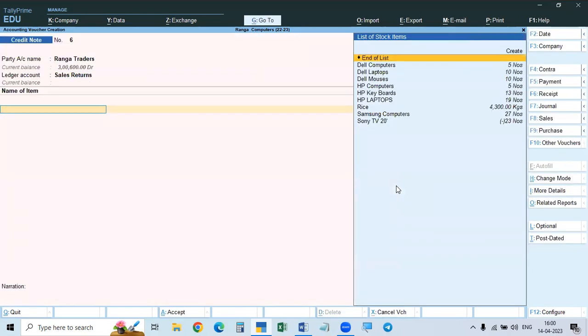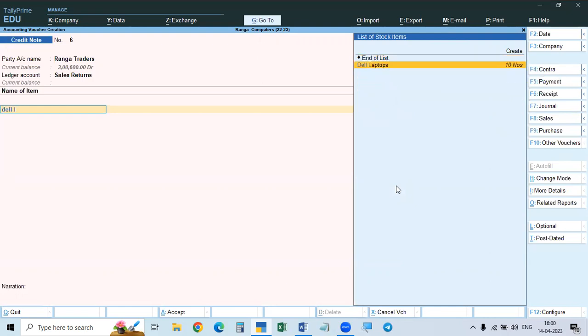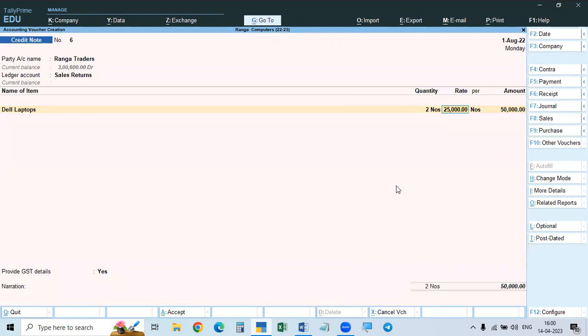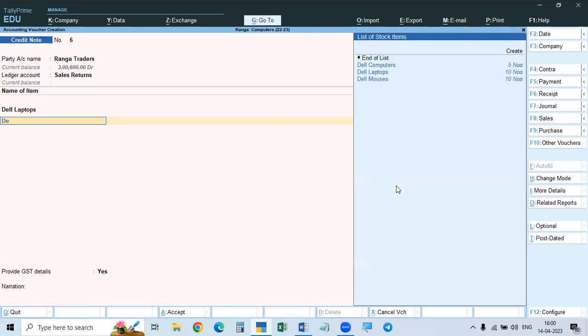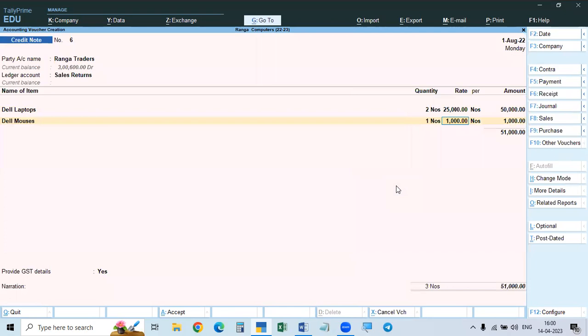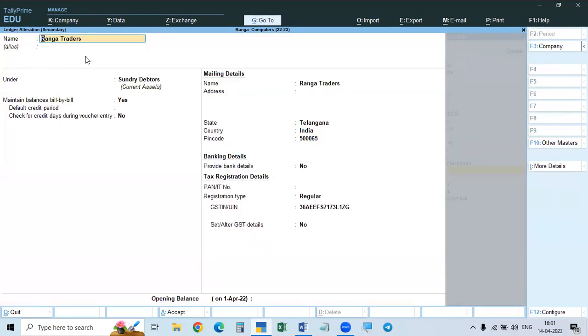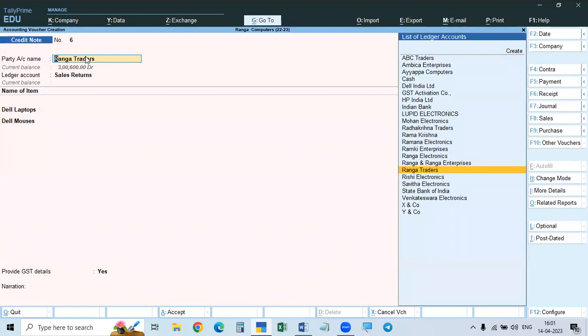So what is written? Dell laptop, 2 numbers, each 25,000. And then Dell mouse, he returned 1 and that is 2,000, because we sold them. When we sold them, we entered this price. Now it is taking the same price. Okay, now you come here and check whether he is interstate or intrastate. This is from Telangana. That means intrastate only.